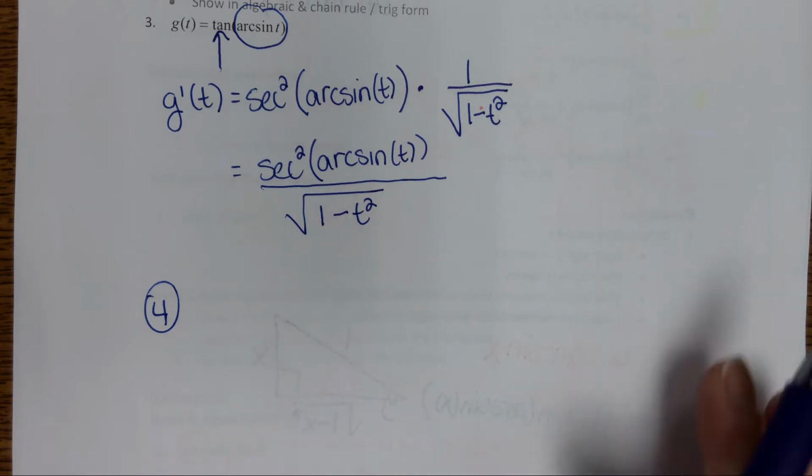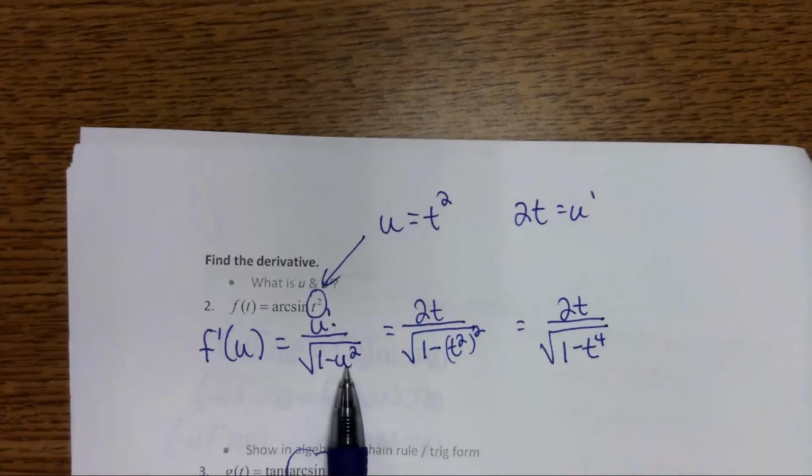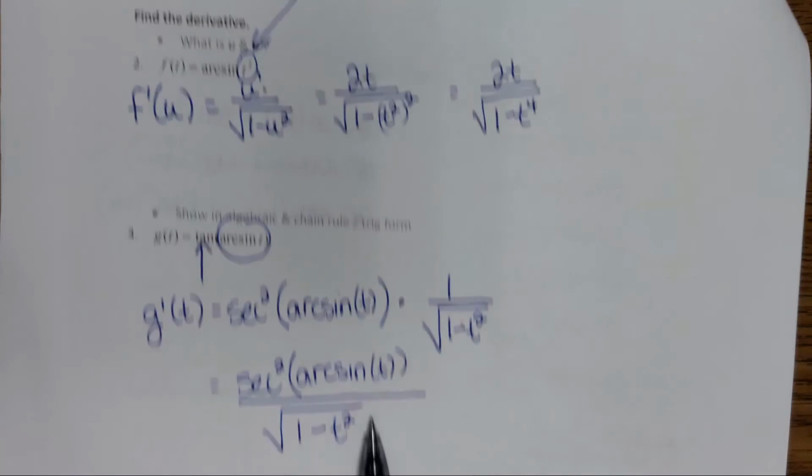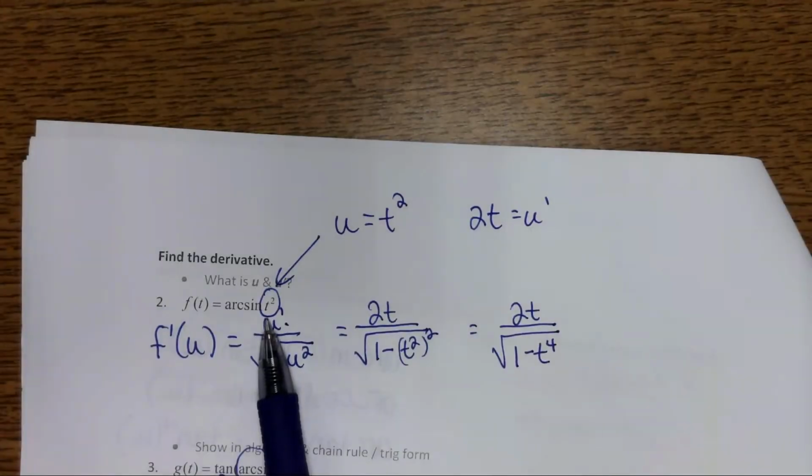Okay, so this is actually the function squared. Since the function in here is t, it's t squared. And in this one, the function was t squared, so t squared squared was t to the 4th. Okay?